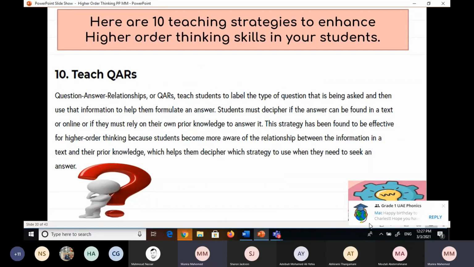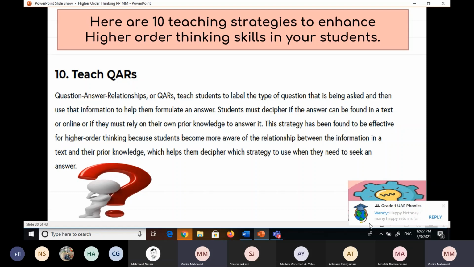The last one, teach QAR, that's question answer relationships. Teach students to label the type of question that's being asked and then to use that information to help them formulate an answer. Sometimes students must decipher if the answer can actually be found in the text in what they are doing or online, or should they refer to prior knowledge to answer it.